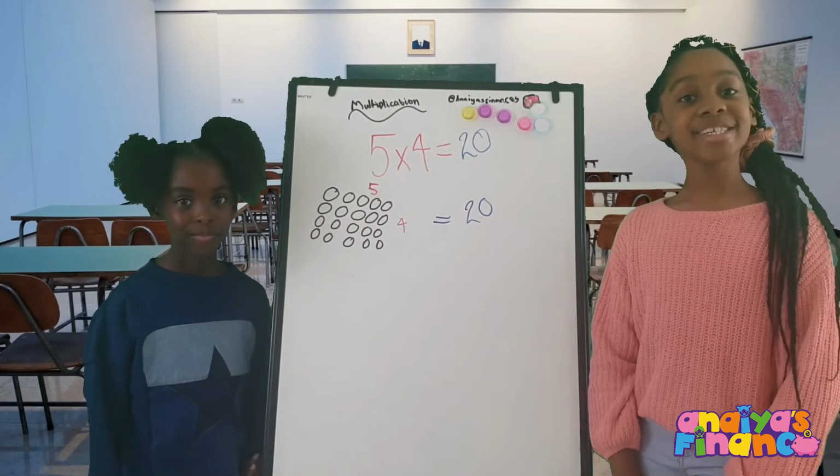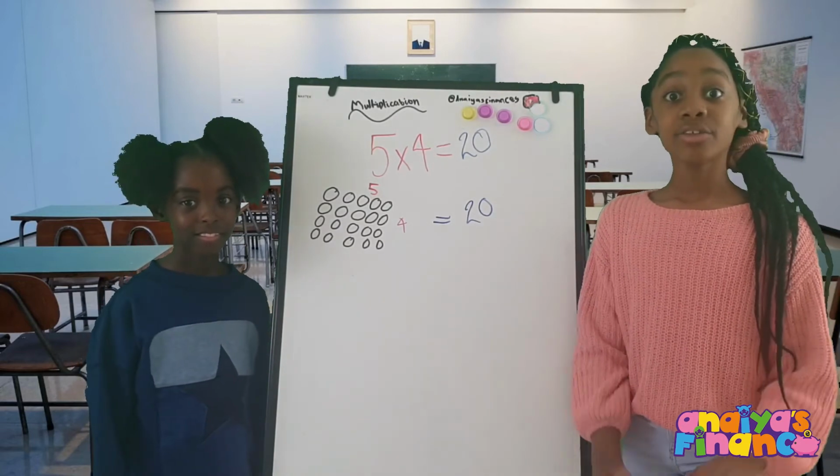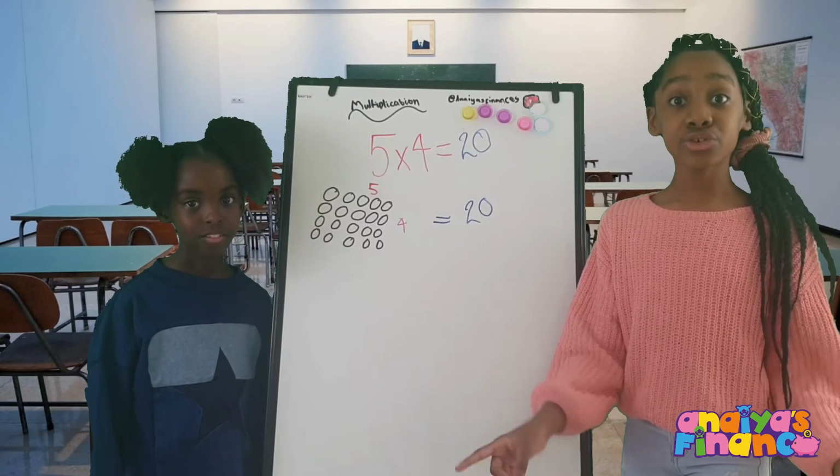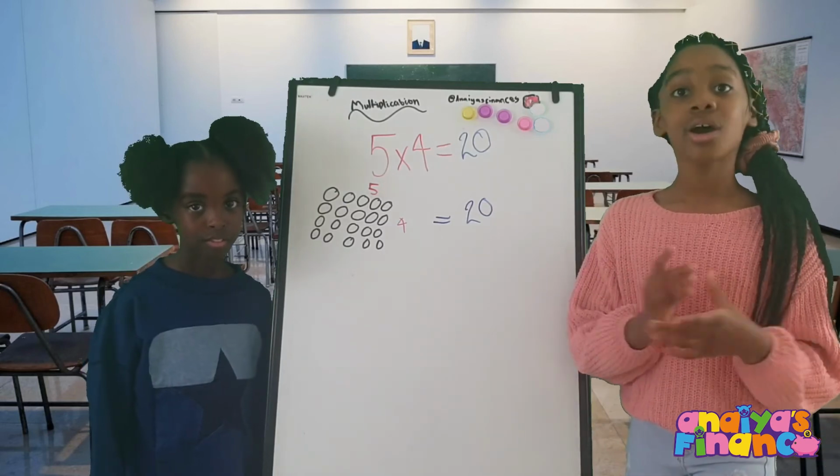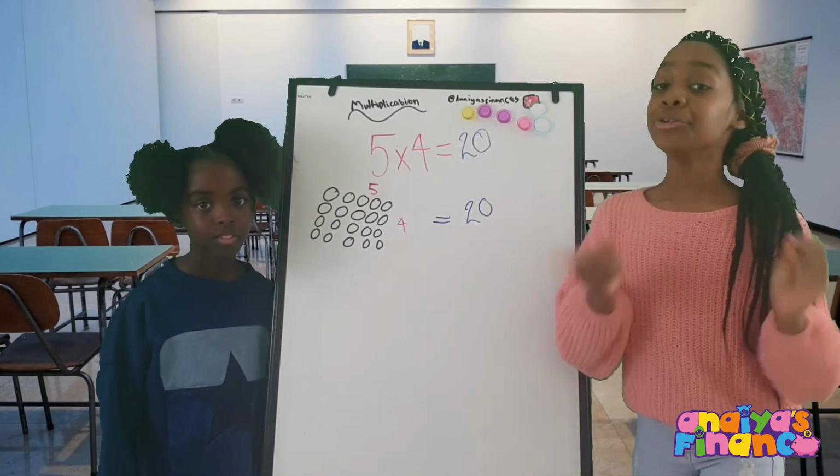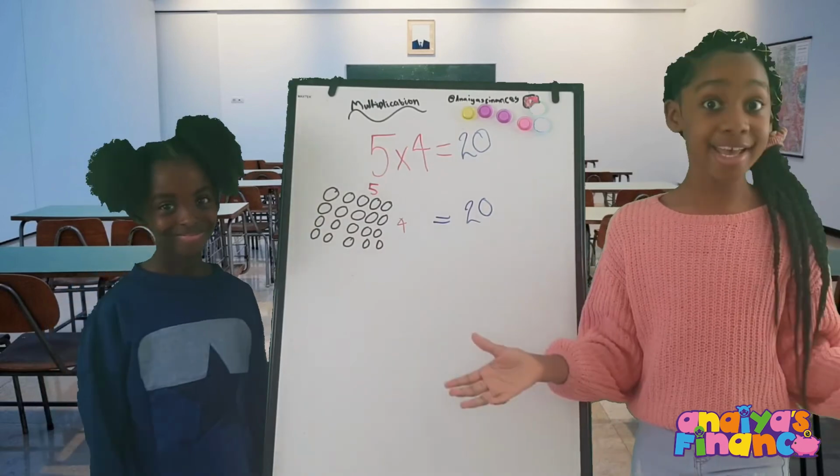The key tip today is remember that you need to show your working out when you're multiplying. You can do it. You are amazing.